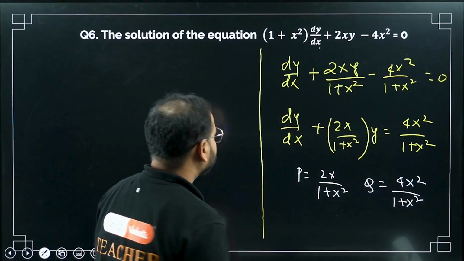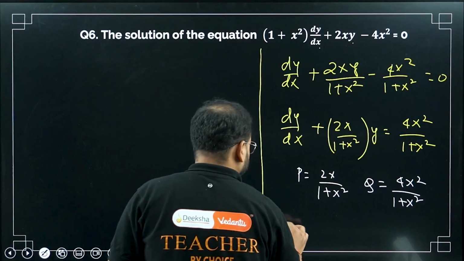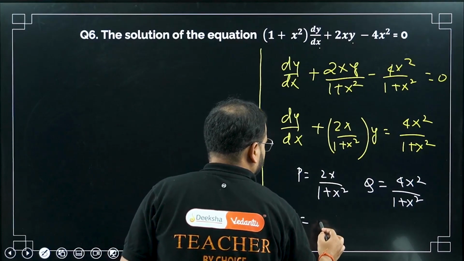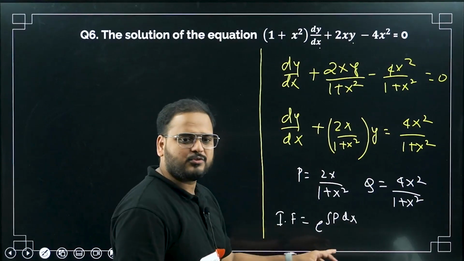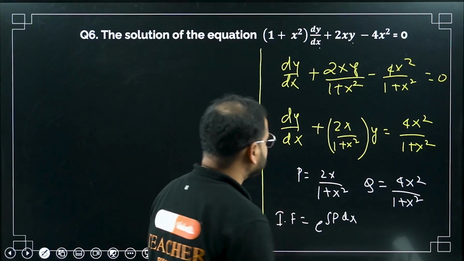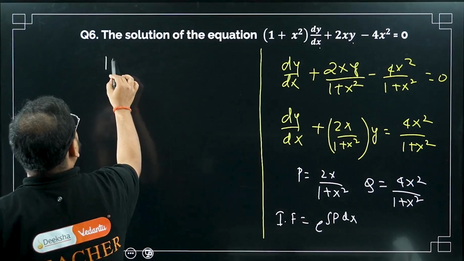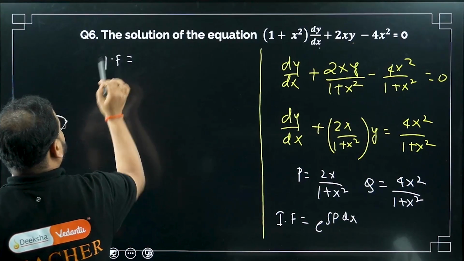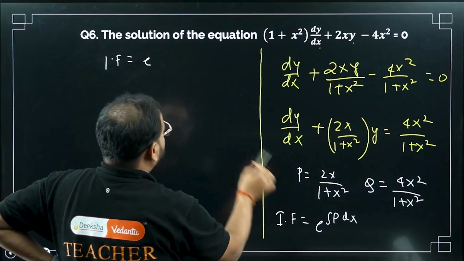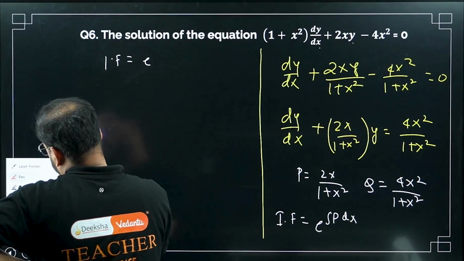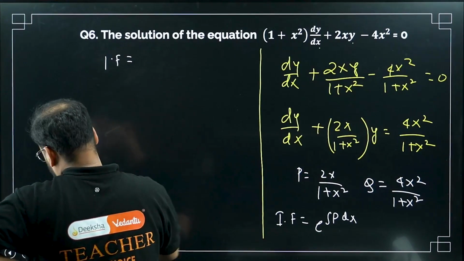right? Okay. What's my IF going to be? In terms of x only. So e raised to integral of p dx. Let's do it quickly. So e power, or e raised to, integral of this. I need space. I will need some space, sir.